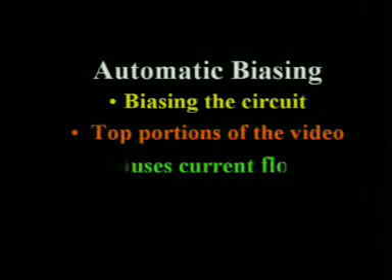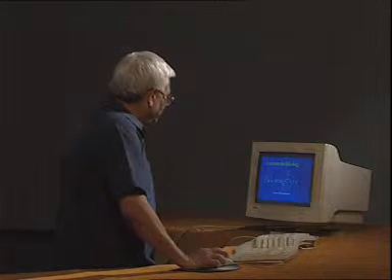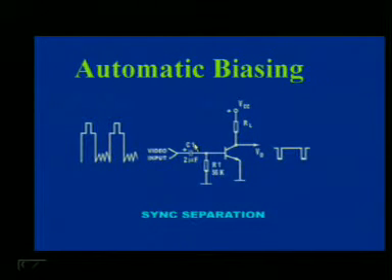And the biasing done by C1 and R1, resistance and capacitance, is known as automatic biasing, and this biasing clips the top portion of the video signal, which causes current flow in the transistor. See here again, this is that capacitor and this is that resistance, and they form the automatic biasing for this transistor.